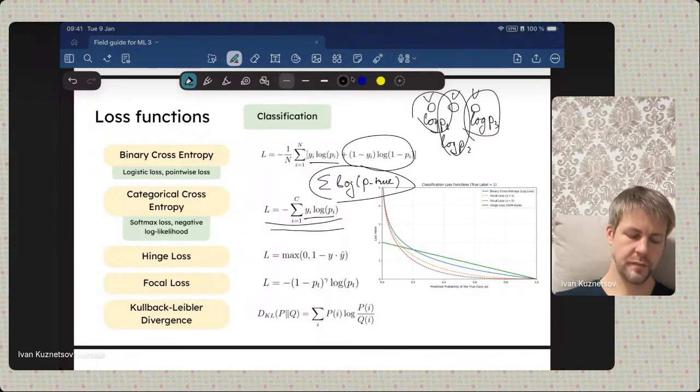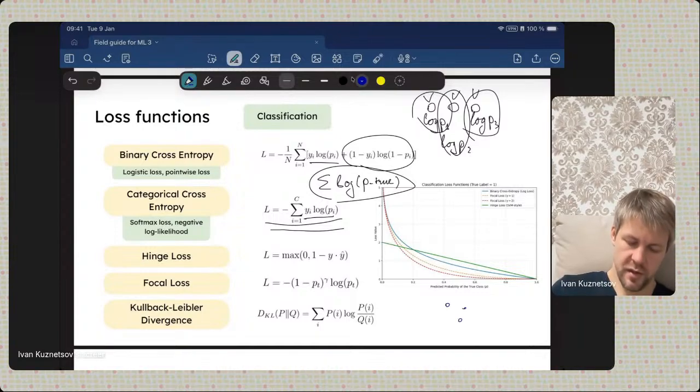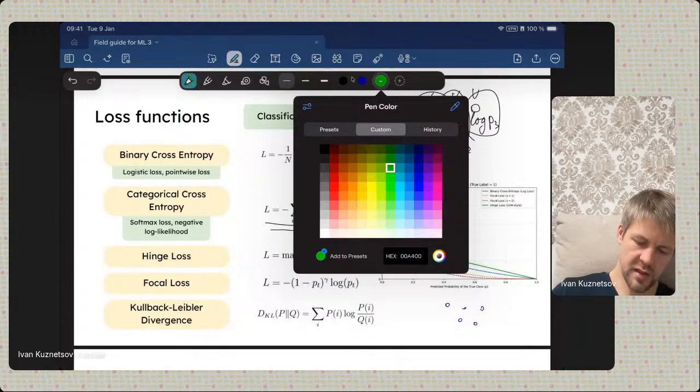Now, hinge loss. Hinge loss is a function that is used to maximize the distance between, like, let's imagine that you have your points of 2 classes. Let's say you have a green class, and let's say you have a blue class.